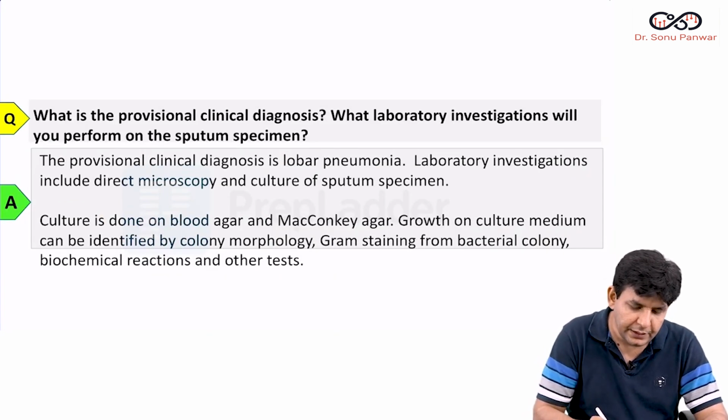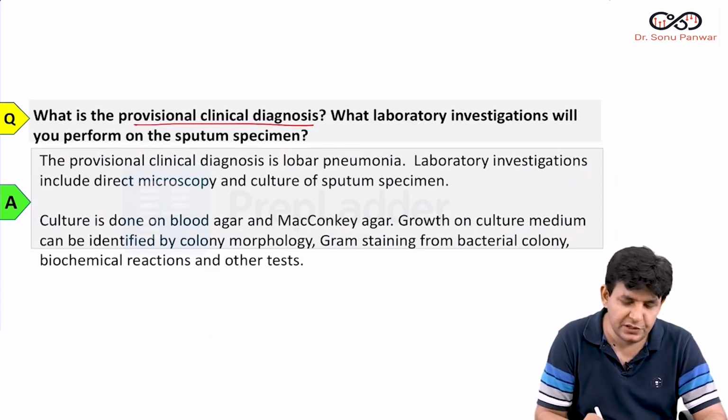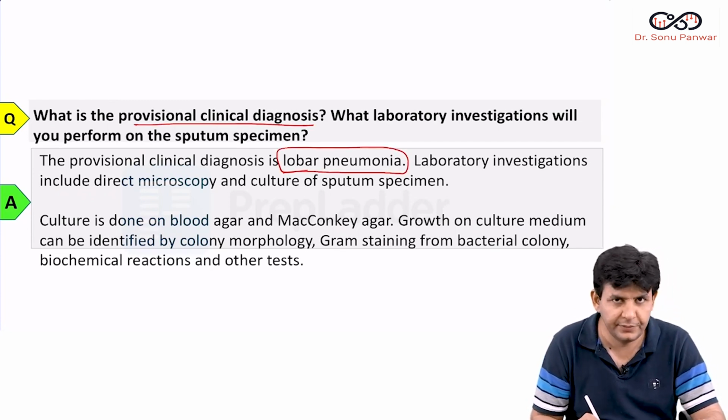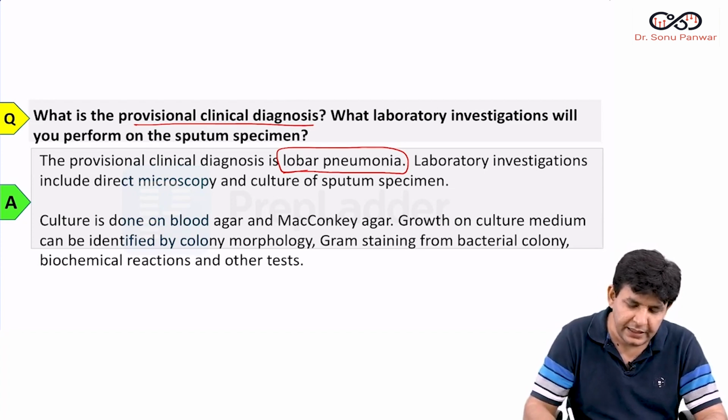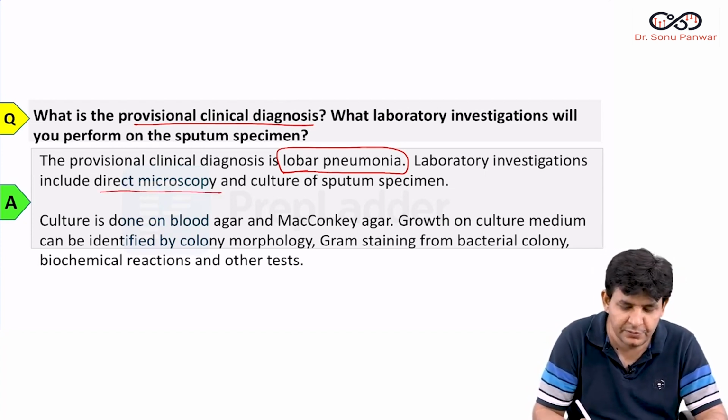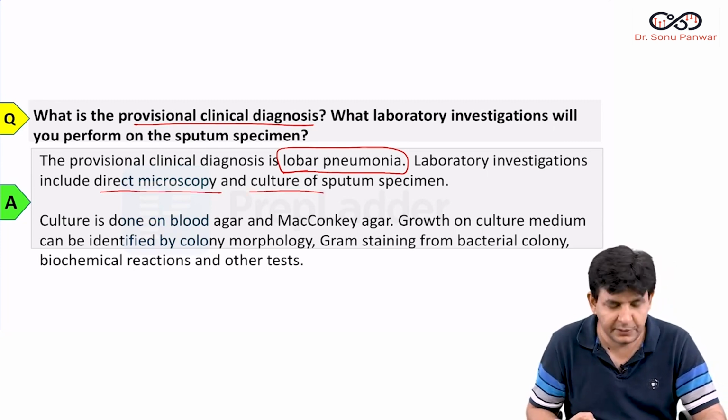Now, the provisional clinical diagnosis of this particular case is no doubt what? It is lobar pneumonia. Okay, lobar pneumonia, and the lab investigations include what? You can go for the direct microscopy of the sputum and the culture of that particular sample.